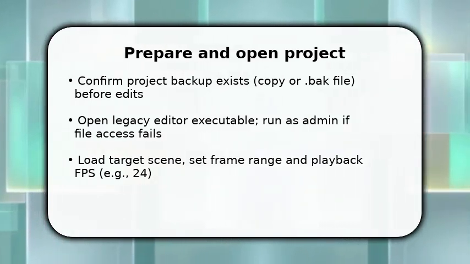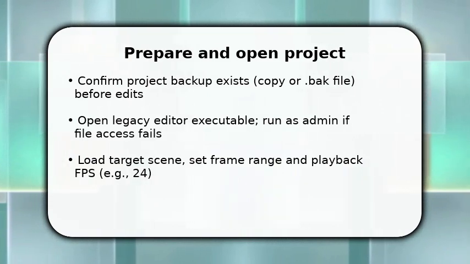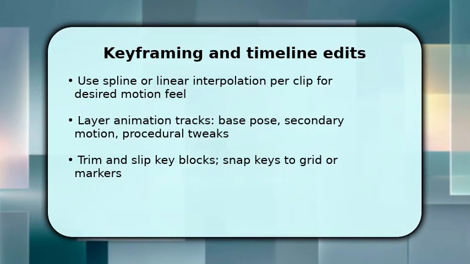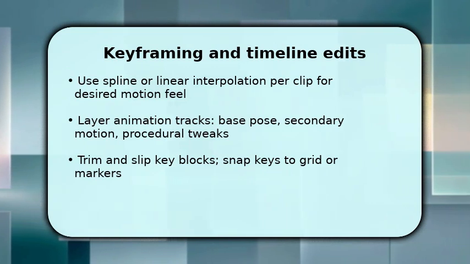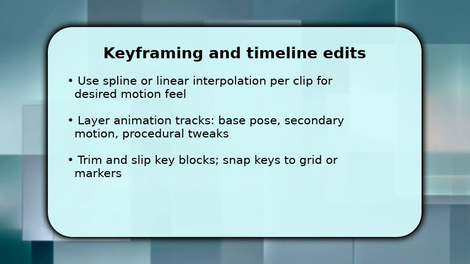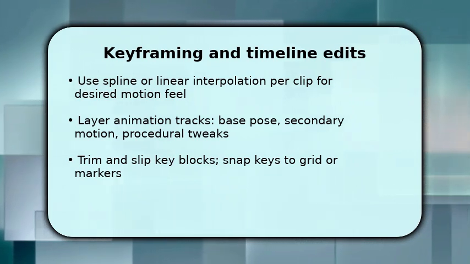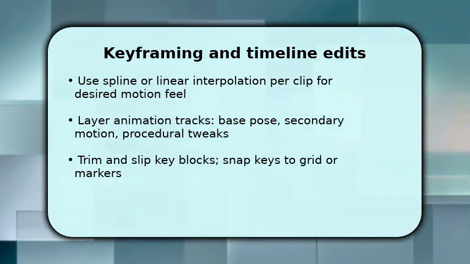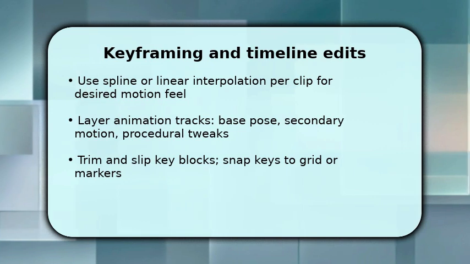You'll now build motion. Place key poses on the timeline and choose interpolation, spline for organic arcs, linear for mechanical moves, because interpolation defines motion character. Once set, layer tracks. Base pose first, then secondary motion and any procedural modifiers. This separation keeps edits non-destructive.